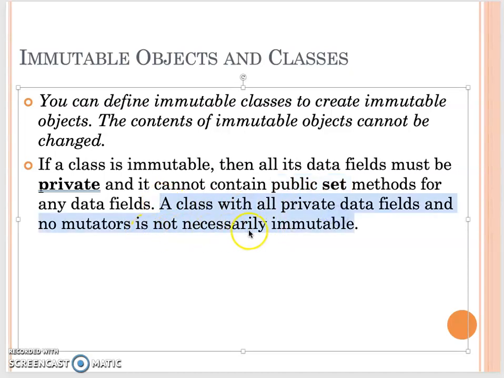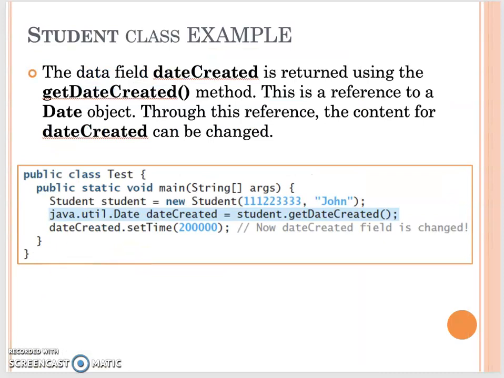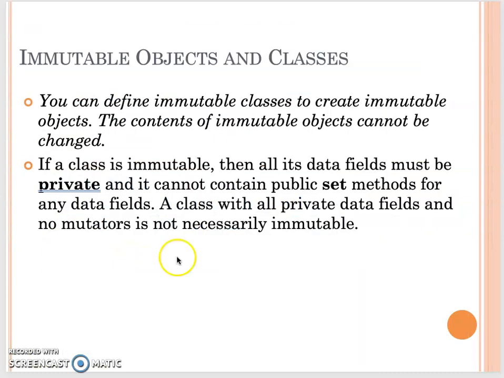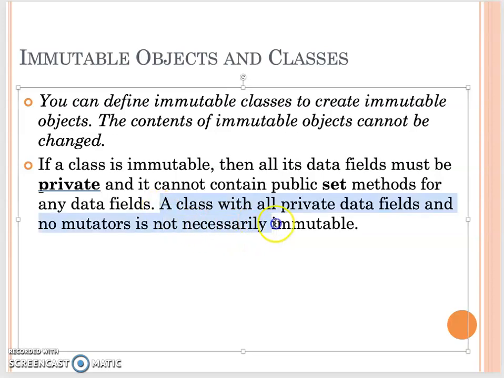So you see here, we just say it's not necessarily immutable. This is just good enough, but we need to show you more here. We need to be more careful. I need to add one more condition for a mutable and immutable object.